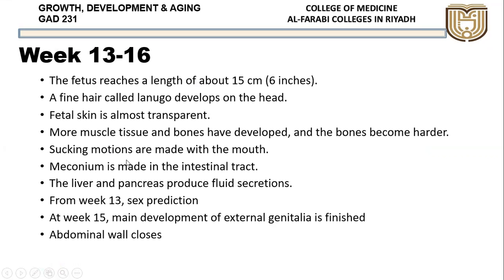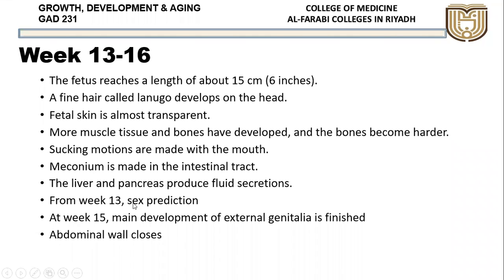Then the meconium is made in the intestinal tract. Just like feces is formed, similarly, because of the sucking motion of the mouth, the fetus starts drinking the amniotic fluid. As we have seen previously, the fetus is now completely covered by the amniotic fluid, and the yolk sac has almost degenerated. Now, when it starts moving, making sucking motions, it starts drinking the amniotic fluid, and a feces-like substance is formed within the intestine. This is called the meconium. The liver and pancreas produce fluid secretions.